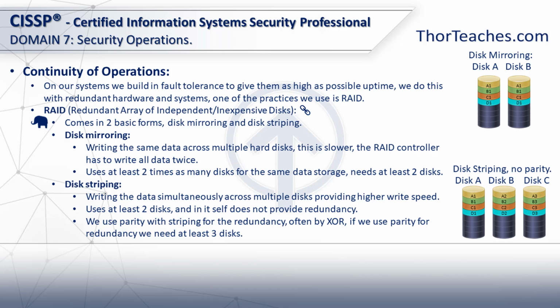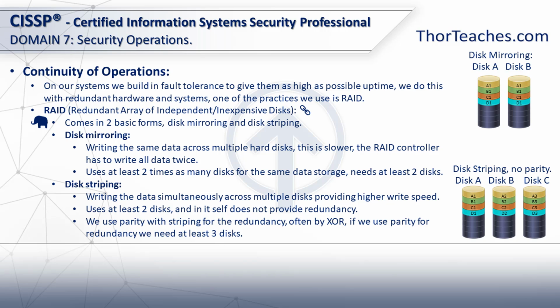Disk striping is us writing the data across multiple disks. For disk striping, we need at least 2 disks, and it does in itself not provide any redundancy. If you look on the graphic over here on the right at the bottom, you can see that the data is written across 3 disks. If disk C fails, we lose all the data on that disk. We may not be able to restore anything. And while writing faster to a disk is nice, we really want that redundancy. To get that, we use parity with our striping. That adds the redundancy, and we often get that just by XORing. We need at least 3 disks.